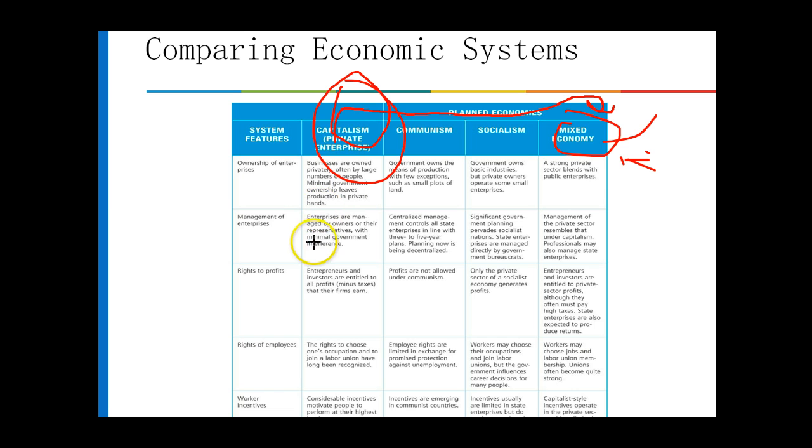But you cannot overlook the fact that ownership of enterprises is strictly by individuals or private. They have their own right to their profits. They have the right to choose their own occupation and to hire who they please. And it's a considerable incentive to people to perform at their highest level. So we are very much a capitalist economy, but we are certainly starting to show a tremendous amount of mixed economy attributes, and that's important to know.